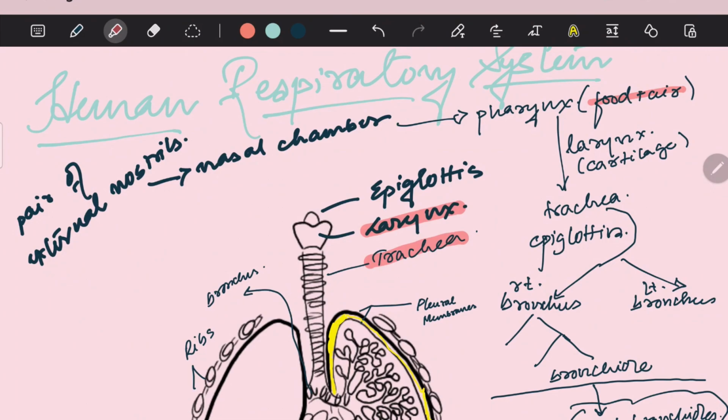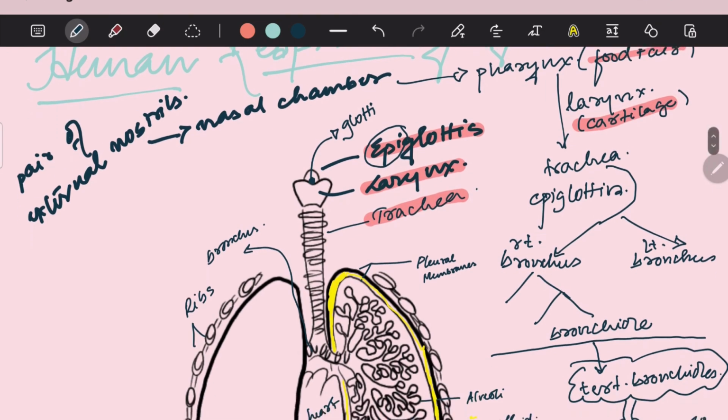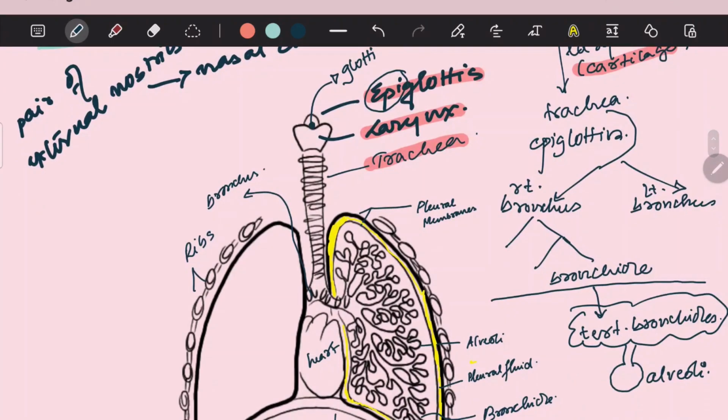And as we mentioned, the larynx is nothing but a cartilaginous box. Now this opening of the larynx into the trachea is guarded by another muscular flap called the epiglottis. And this opening, if I can mark it here, is known as the glottis. So epiglottis, epi means above, it is above the glottis, so it's known as epiglottis. Now, once we reach the trachea, it divides into the right primary bronchus and the left primary bronchus.